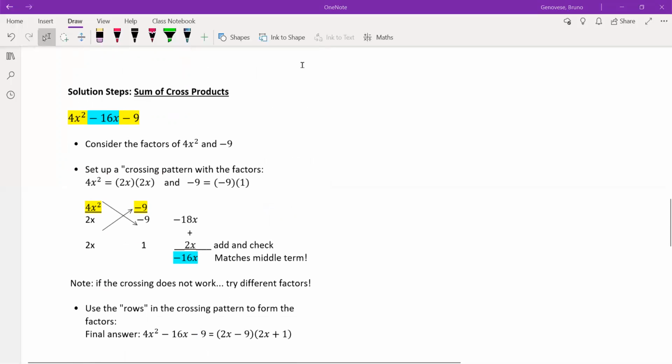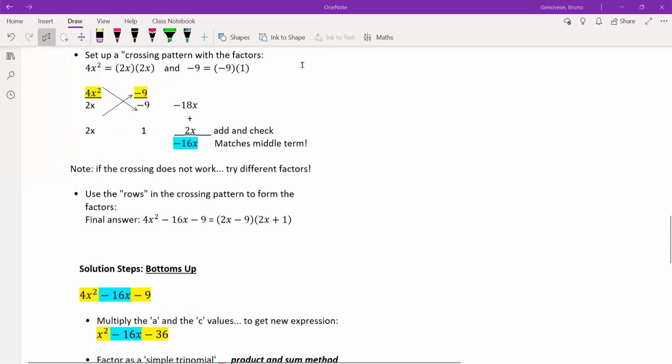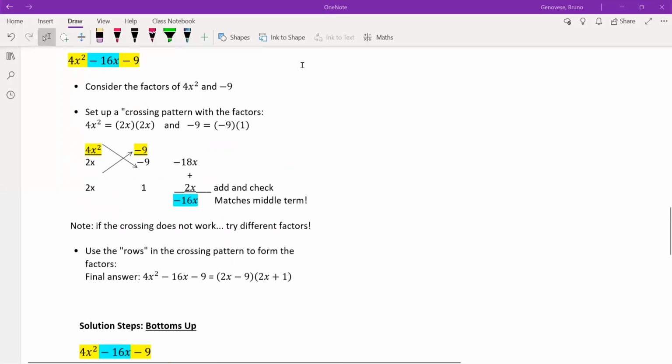Here you have to consider the factors of the 4x squared and the negative 9. So essentially the term with the a and the constant. And what you do is you set up a crossing pattern with the factors. So you look for 2 things that multiply to 4x squared, 2 things that multiply to negative 9, and hopefully when you set this up properly, I gotta move some of these things down a bit. So if it's done properly, then this sum that you get off to the side will equal the middle terms.